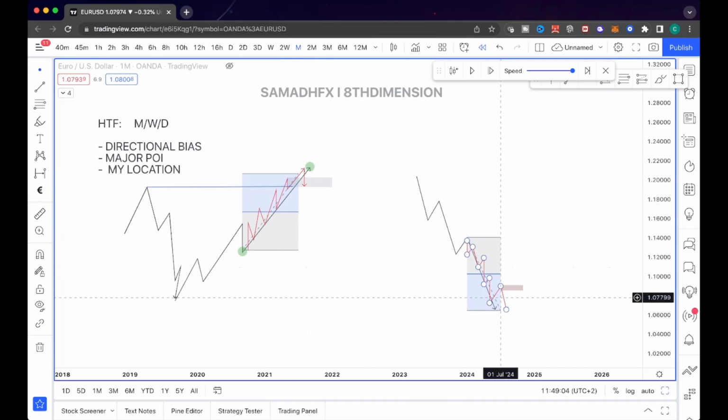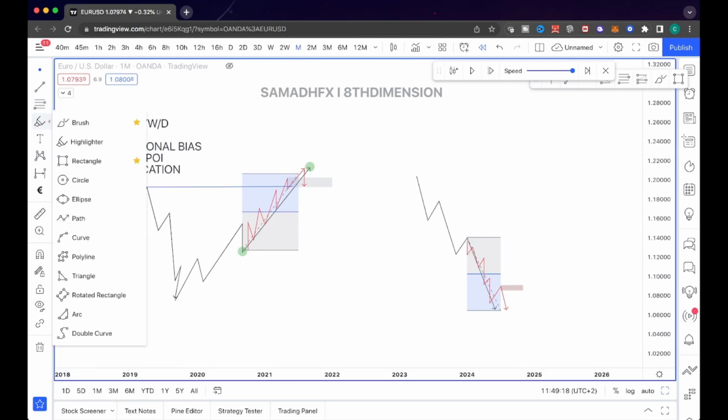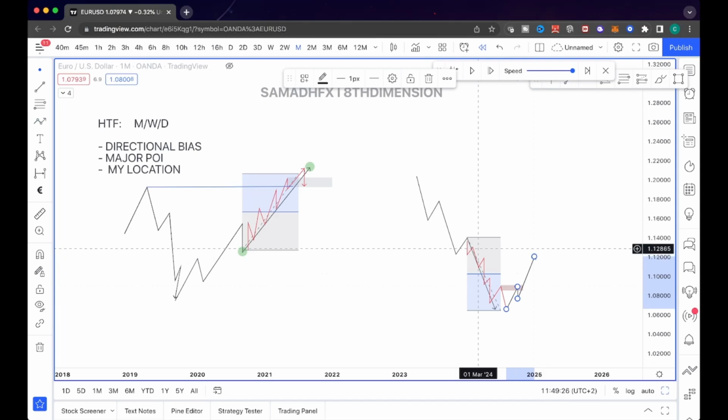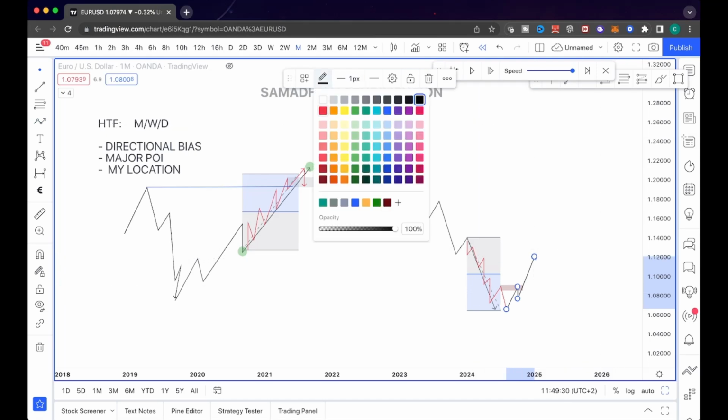Same things here. We have the whole leg, lower high, lower low, and we have this little lower high here. So even if you are pro trend, if you don't understand your location, you can choose your destination because you have no clue where you are. You have no clue about the structure. So this is the problem.